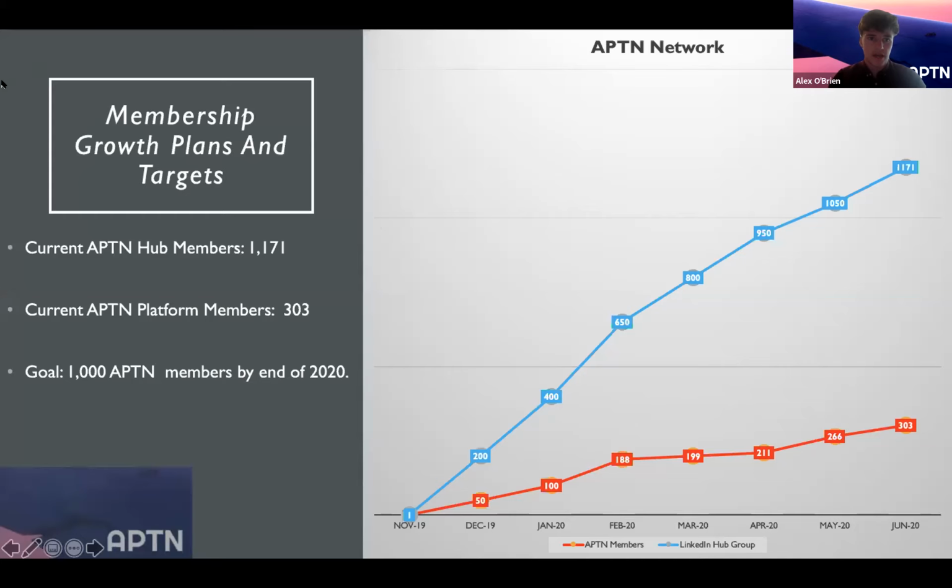This graph shows the growth we've had in the last 6 or 7 months, beginning in November. The APTN membership has grown nicely, and we have had a huge response to the hub group, almost hitting 1,200 members. As always, if you're a member of the hub group but haven't signed up to the APTN platform yet, membership is still free for 2020, so you really benefit from all the applications of the platform. We really recommend that you sign up.